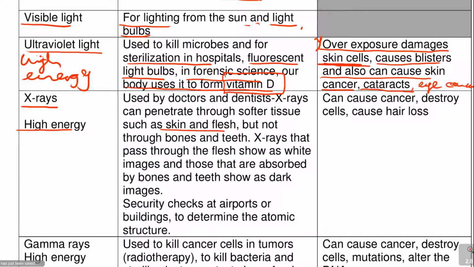And then X-rays are also used as security checks at airports or in buildings, and also to determine atomic structure. So when you talk about X-rays, don't forget, number one, they're used by doctors and dentists in hospitals. Two, they're used at security checks in airports. That's why whenever they check in buildings to say guns are not allowed, they put your bag through a machine that is an X-ray machine that checks what is inside your bag. But they are dangerous. They can cause cancer. They can destroy cells. Too much exposure can destroy cells and can cause hair loss.